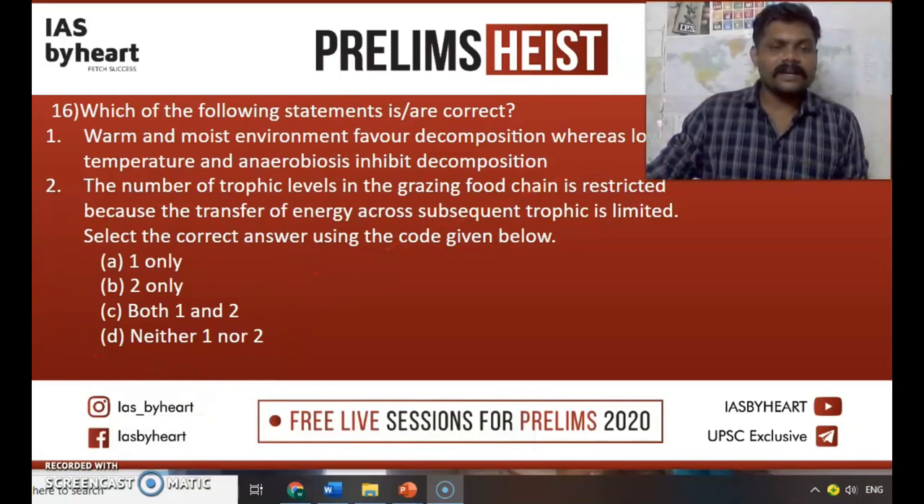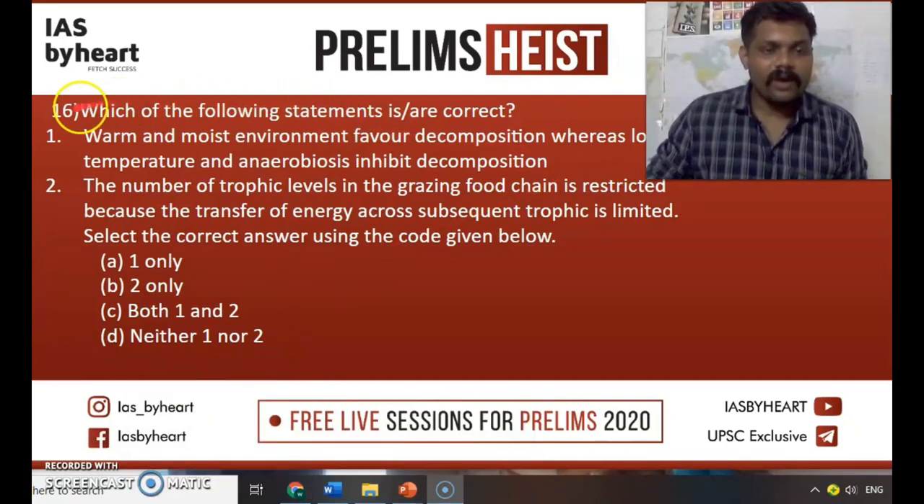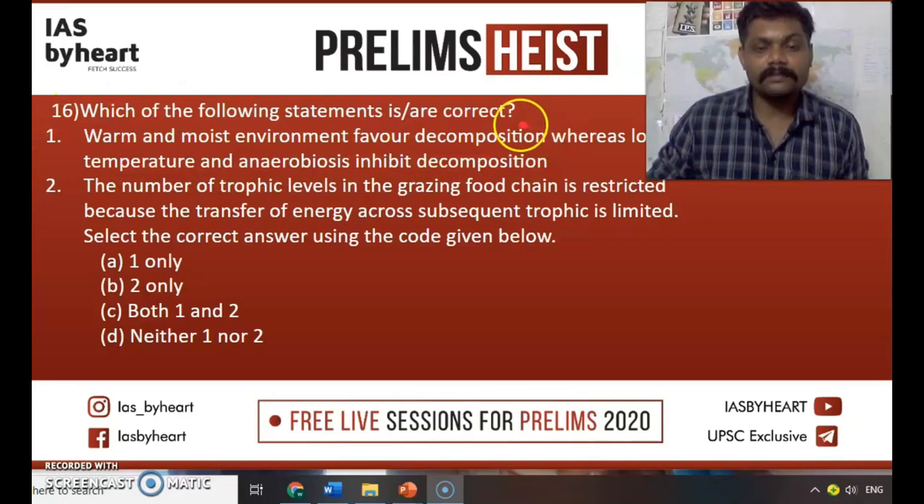Here, first thing, warm and moist environment conditions only favor decomposition. But in cases of cold conditions, decomposition is not that high, because in warm and moist conditions, the temperature is very high as well as moisture content is also very good, which is available for bacteria. Bacteria have a capacity to live in very high temperature and very high moisture conditions. So the first statement is right.